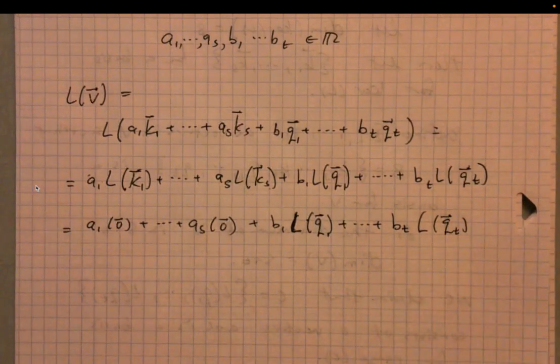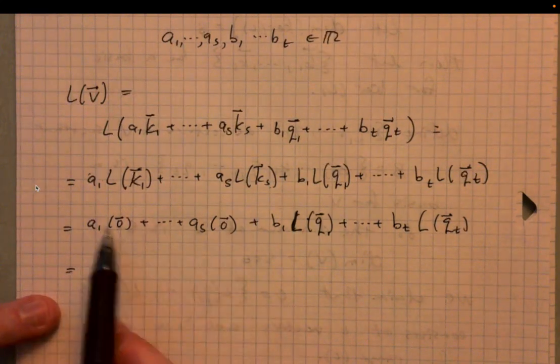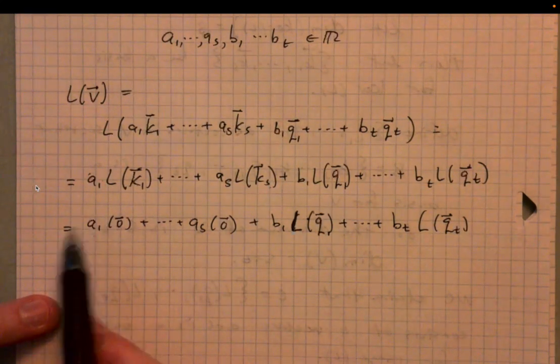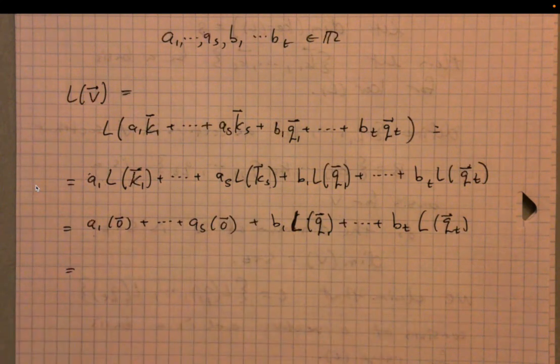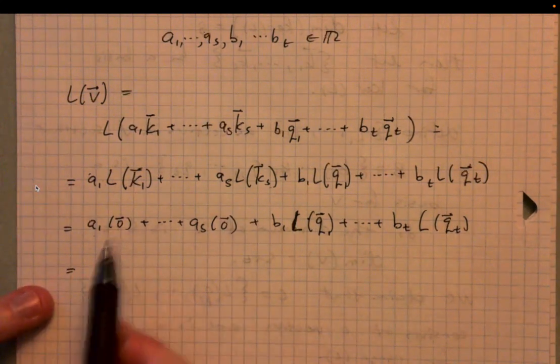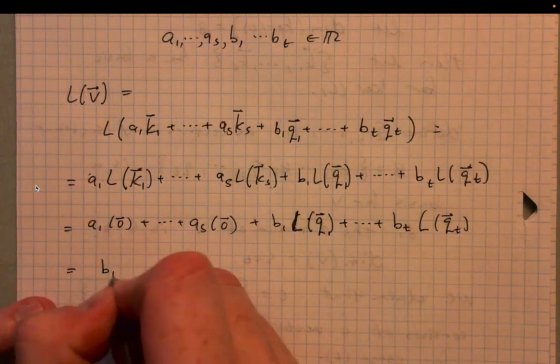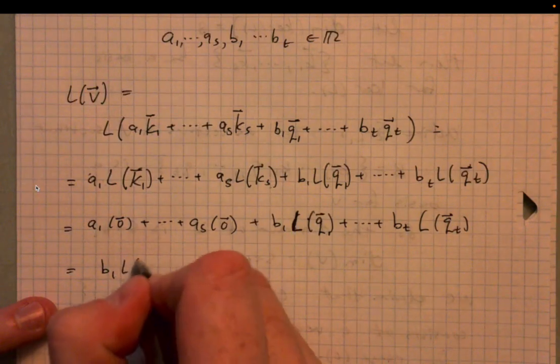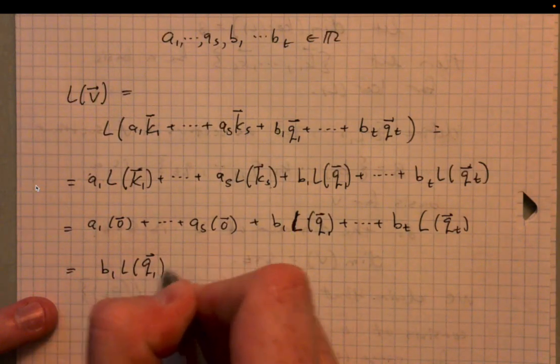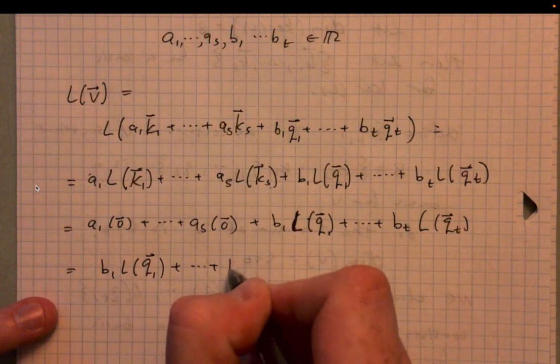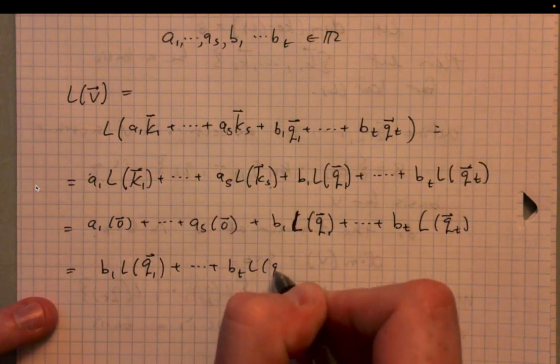Okay, all right, so I've got this. And of course, if these are all the 0 vector, then 0 times A1 is still the 0 vector, and when I add them all up, I'm still just the 0 vector. And so I can just drop them, right? What I'm left with is B1 L of Q1 plus ... plus BT L of QT.